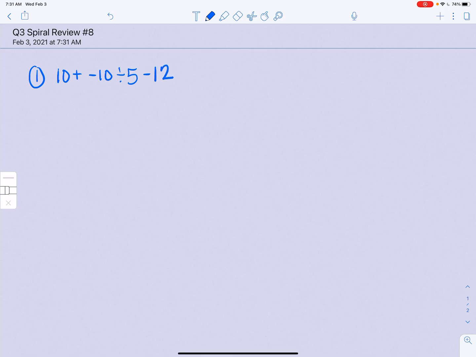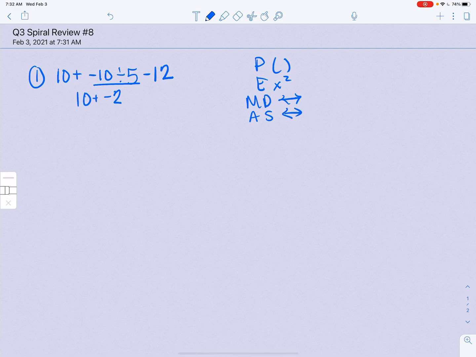So the first thing that I need to remember is that I deal with parentheses, exponents, then multiply, divide from left to right, add and subtract from left to right. So that means I have to start with the division. So negative 10 divided by 5 is negative 2. I know that it's negative because they are different signs. So 10 plus negative 2 minus 12.